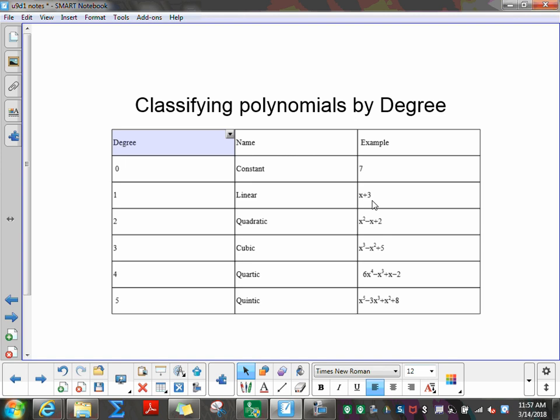If it has a degree of 1, it means that the highest exponent sum was 1, so that's a linear polynomial, which looks like x plus 3. It looks like our linear equations. If the highest degree is 2, it's a quadratic, that's what it looks like. Highest degree is 3, it's a cubic, looks like this. Highest degree is 4, it's a quartic, and if the highest degree is 5, it's a quintic.